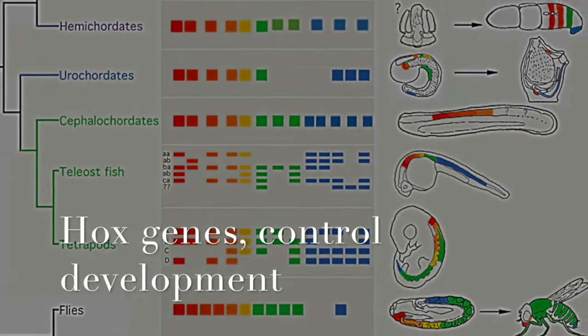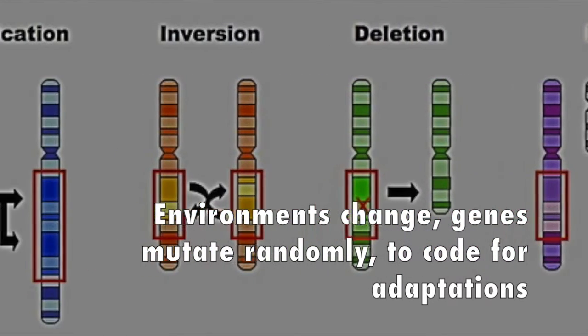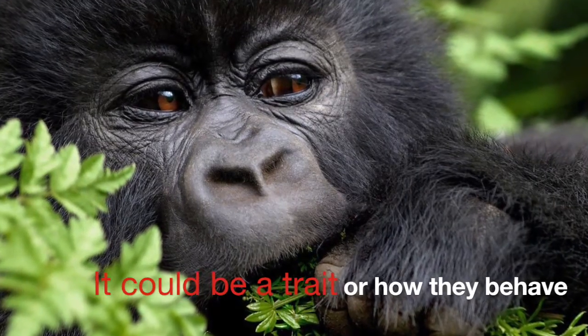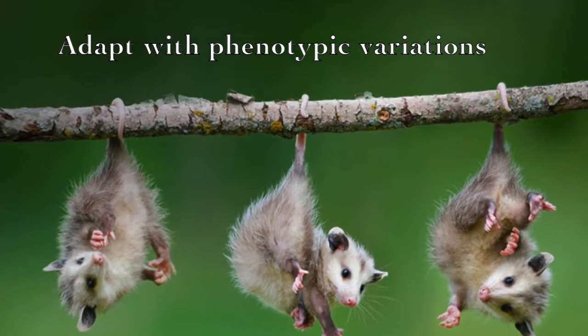Hox genes control development. Environments change, genes mutate randomly to code for adaptations. It could be a trait, how they behave, adapt with phenotypic variations.